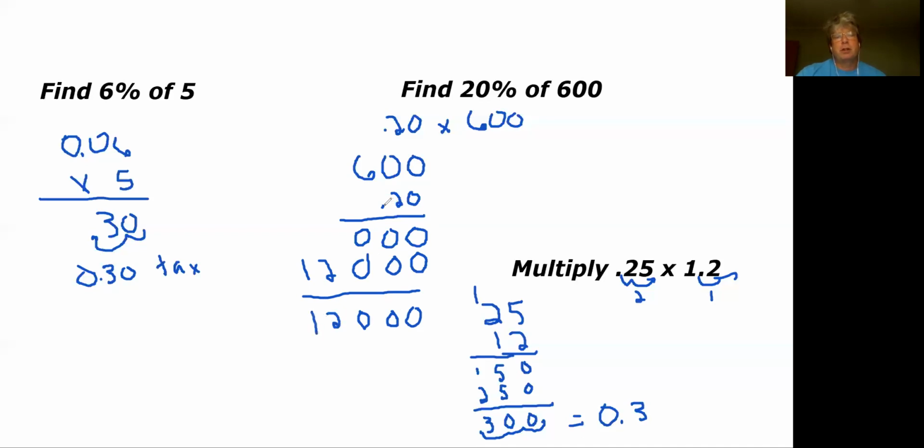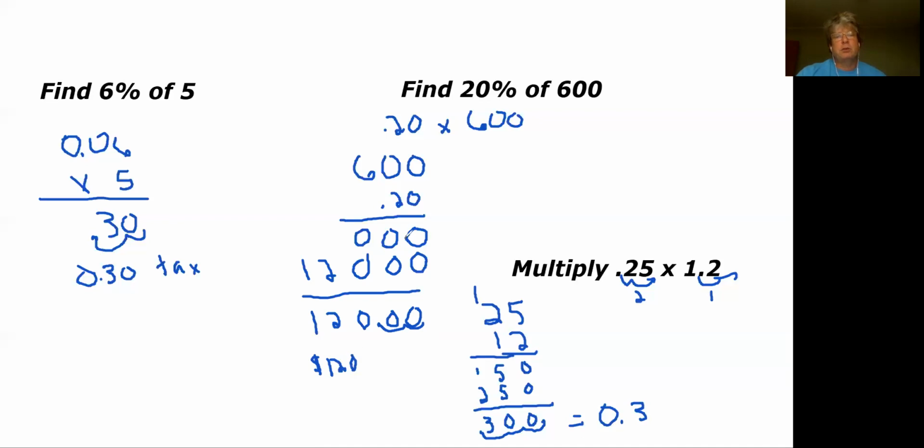And remember, basically what I did is I moved the decimal over here and just focused on it as a 20. Since I moved it 2 places over to the right, I've got to remember now to move 2 places back to the left to get the answer. 1, 2, and there it gives me that $120 discount that we had in the problem.